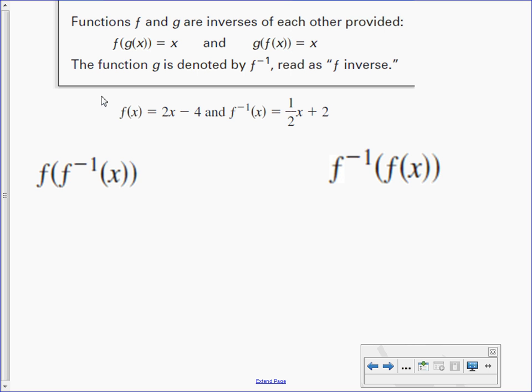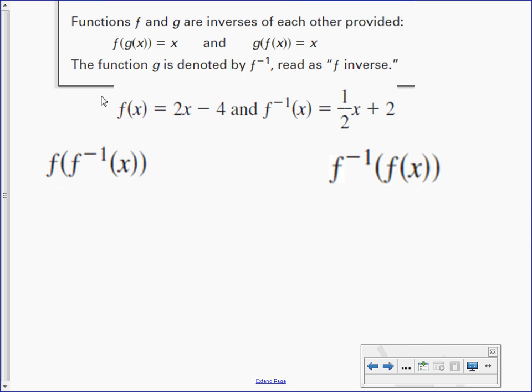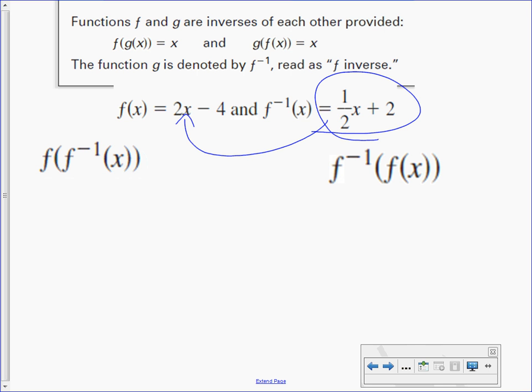I know I'm getting the looks of what? How do you write that out? You write it out like this. You've got your two functions. f of x is 2x minus 4, and the given inverse is f to the negative 1. Remember, the inverse of f is 1/2 x plus 2. Now, to verify that these are in fact inverses of one another, you take this equation, substitute into here. 2 times 1/2 x plus 2, minus 4.